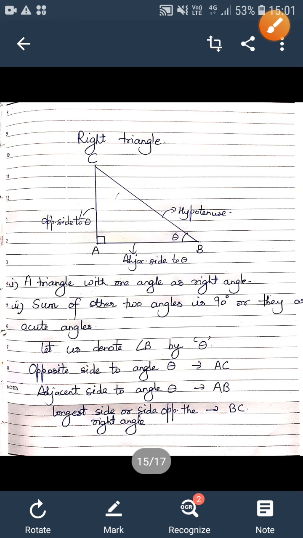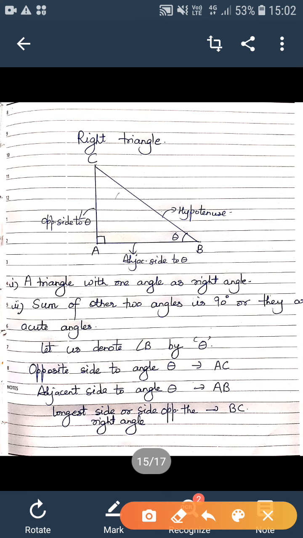Moving on, because we will be dealing with the right triangle, let us once again revise here. A triangle with one angle a right angle is called a right triangle, and the side opposite to the right angle is called the hypotenuse. It is the longest side of the triangle, and the other two sides are called the legs of the triangle.